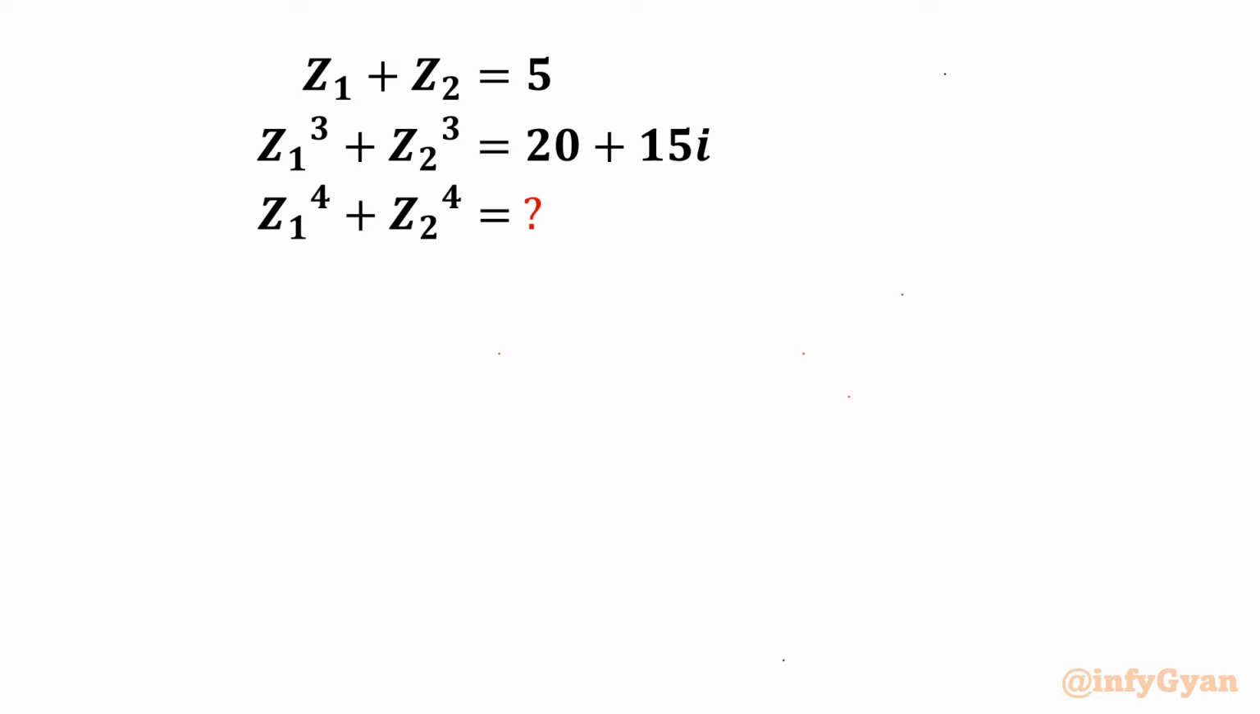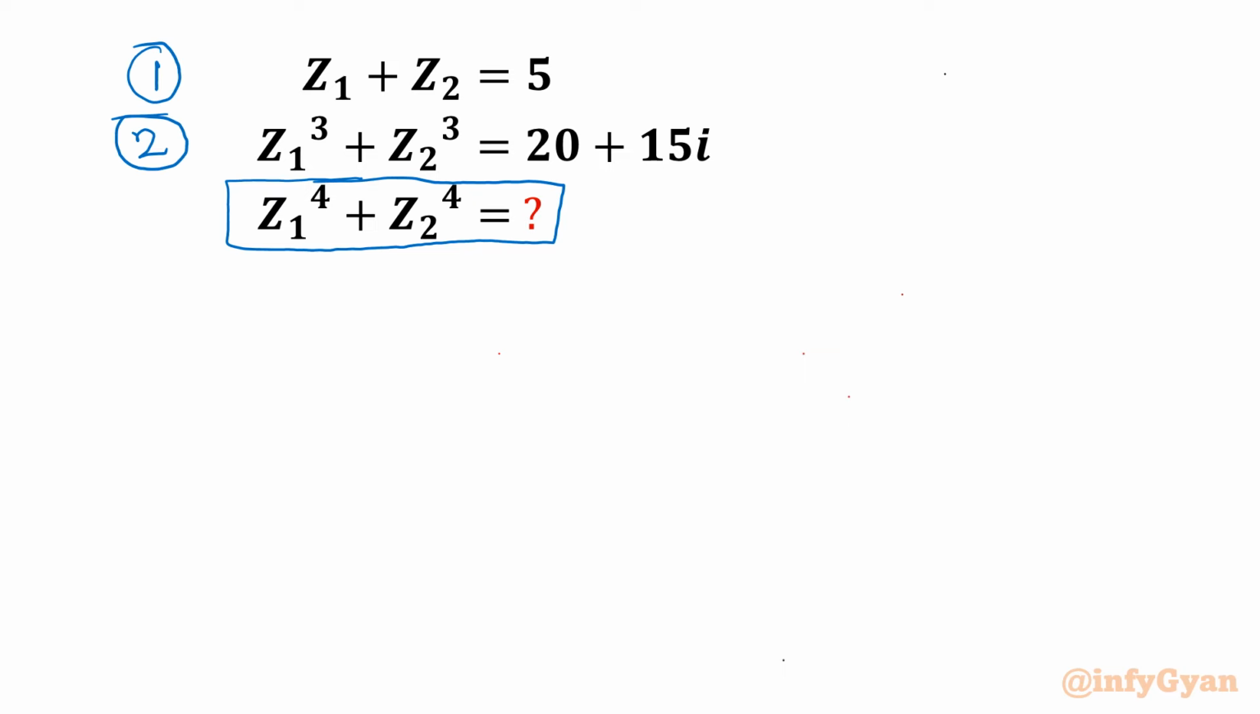Today in this video we are going to solve one complex system of equations where z1 and z2 are complex numbers: z1 plus z2 equal to 5, and z1 cube plus z2 cube equal to 20 plus 15i. Then we have to evaluate the expression z1 power 4 plus z2 power 4. So let's begin this video by writing equation numbers.